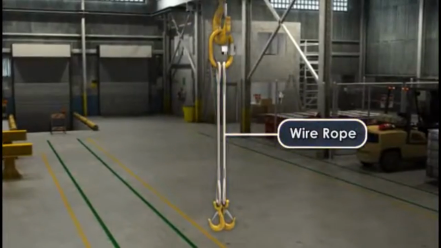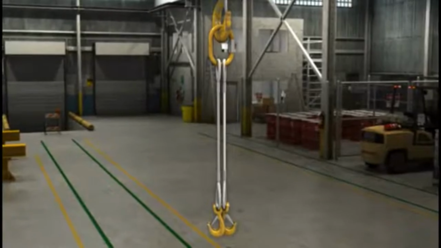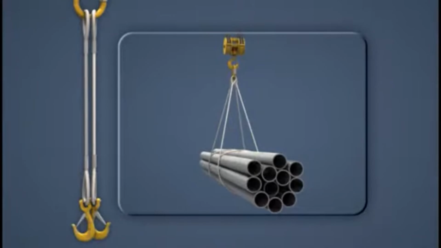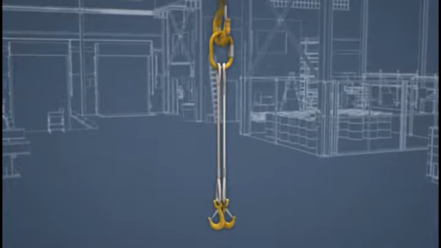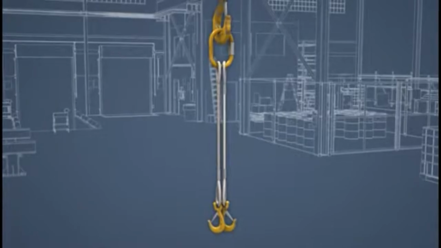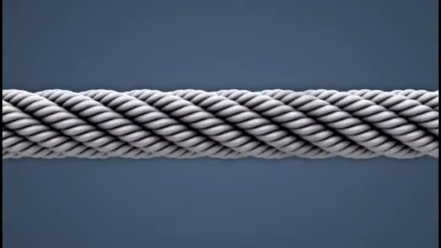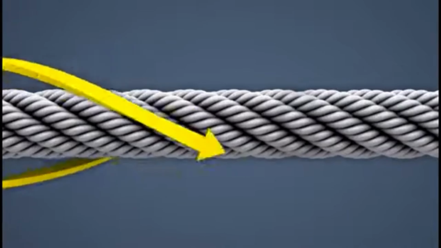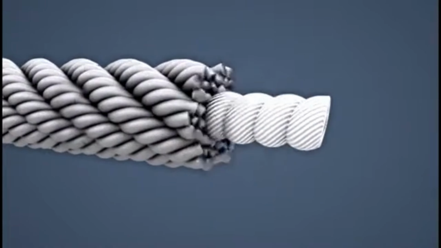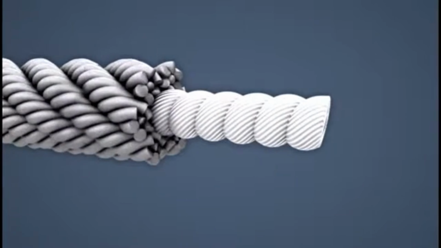Wire rope is the most commonly used sling material because of its combination of high strength and flexibility. Without wire rope, it would be impossible to perform most hoisting operations. Wire rope is typically composed of multiple metal strands twisted together. These strands are composed of smaller metal wires. At the center of the metal strands is usually a metal or fiber core.